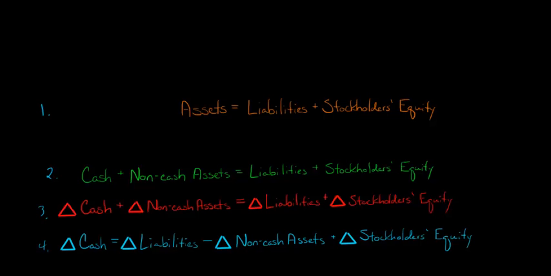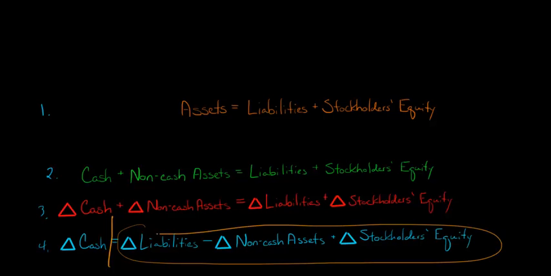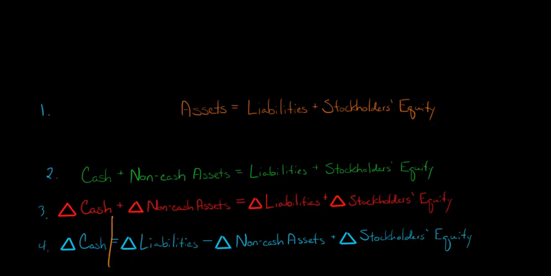So now our left-hand side of the equation is just change in cash. So all we're doing is saying, okay, how do we decompose this change in cash? How could we figure it out? And we say, okay, it's really this. It's a change in liabilities, so change in liabilities minus the change in non-cash assets plus stockholders' equity. If you're thinking, hey, Michael, how does this help me put together a statement of cash flow? Don't worry, I'm going to show you.